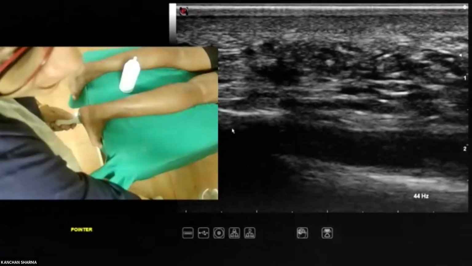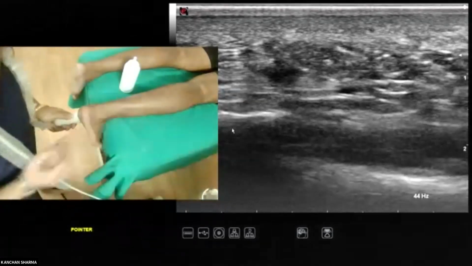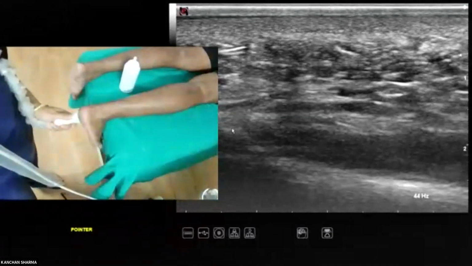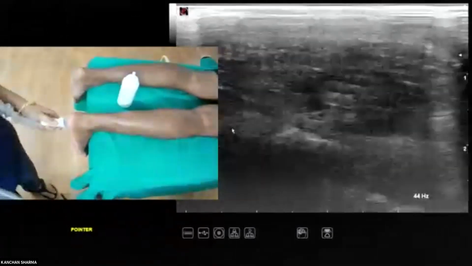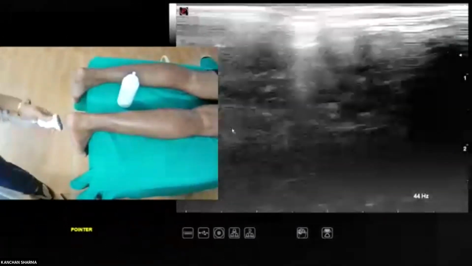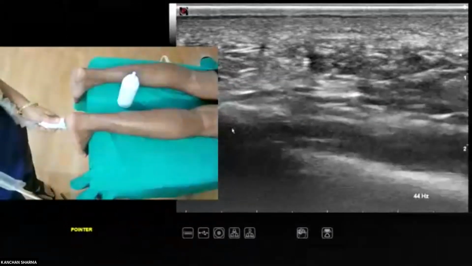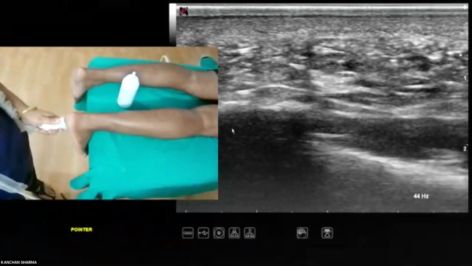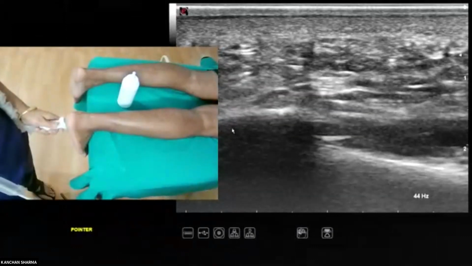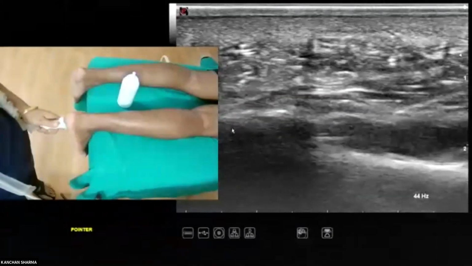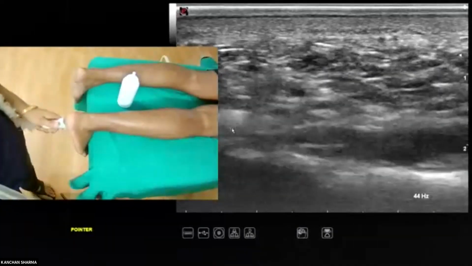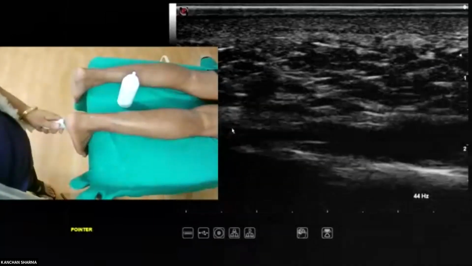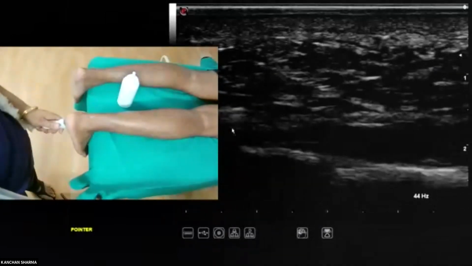What you need to do is keep on increasing the gain, because the sole is very thick. So you will find it very difficult to see the plantar fascia until and unless you increase the gain. That is the tip which I wanted to give you. Now my gain is approximately 95%. Earlier, the gain which I was using was 62 or 60%.